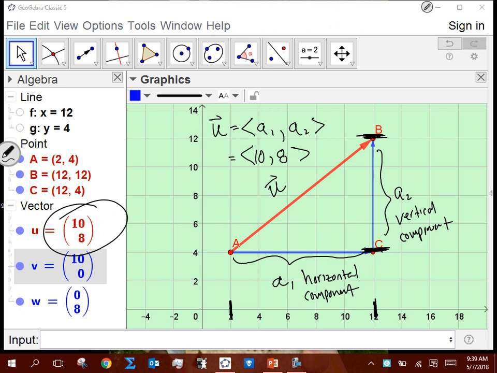Generally speaking, your vector u is found by taking x sub 2 minus x sub 1, comma, y sub 2 minus y sub 1, where x2, y2 is your terminal point, and x1, y1 is your initial point. That's important. You always go terminal point minus initial point so that your direction is calculated correctly, so you got the right pluses and minuses with your components. Does that make sense?